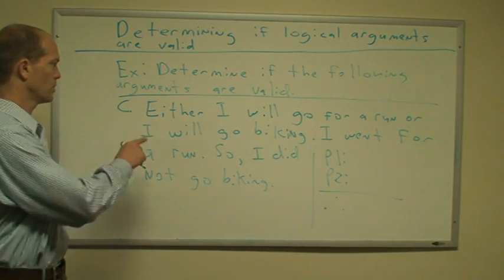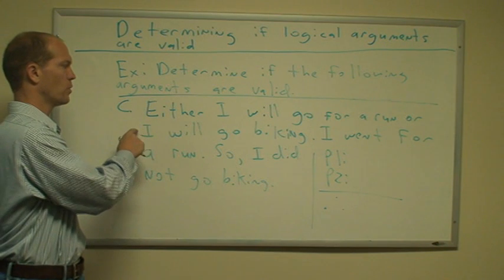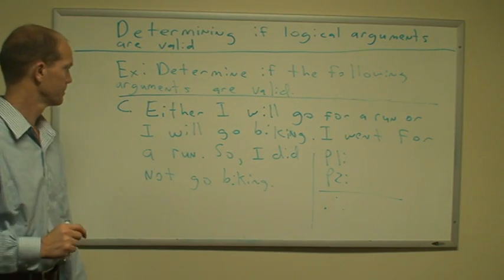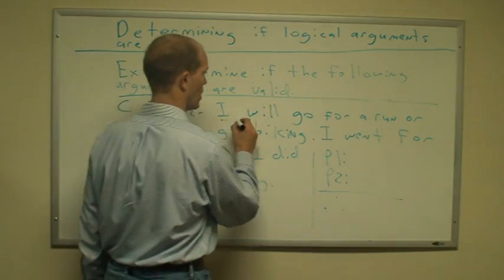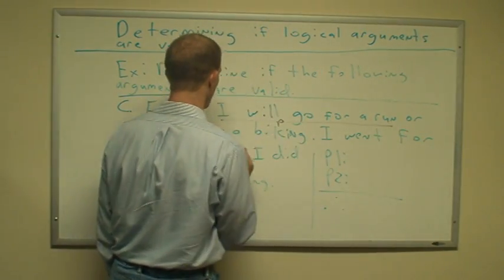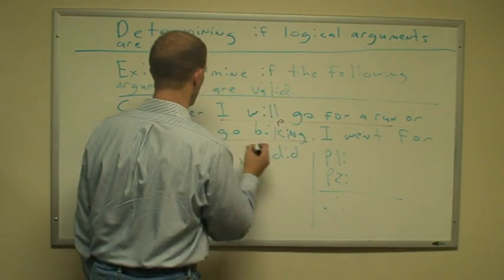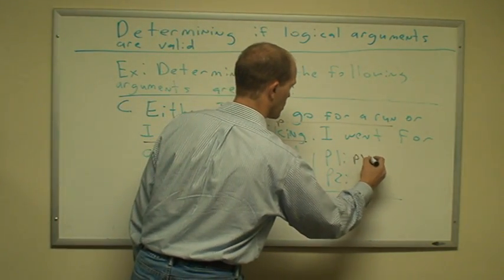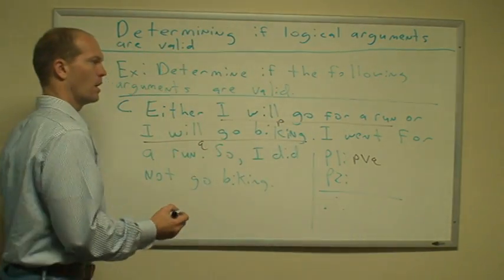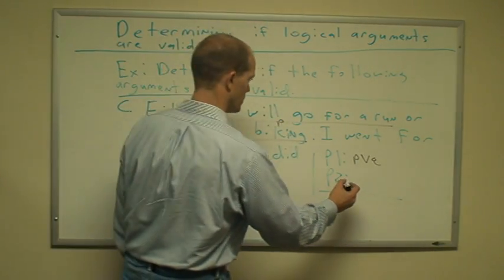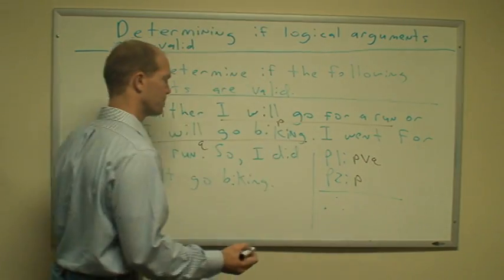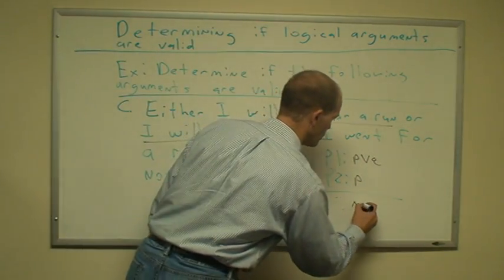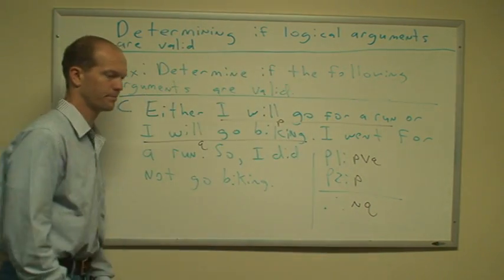For the next example, let's look at the argument: either I'll go for a run or I'll go biking. I went for a run, so I did not go biking. Here, I'll go for a run will be P. I'll go biking will be Q. That makes premise 1 P or Q. I went for a run, P, is premise 2. So I did not go biking, not Q, is my conclusion.